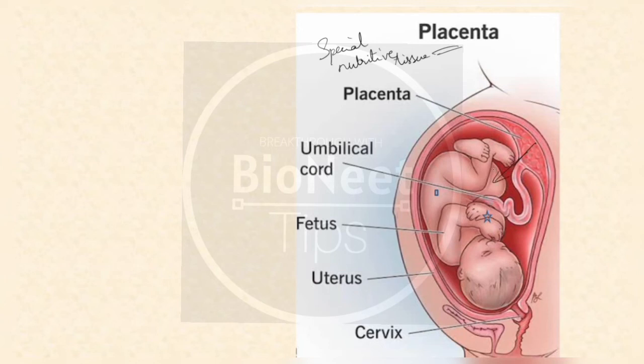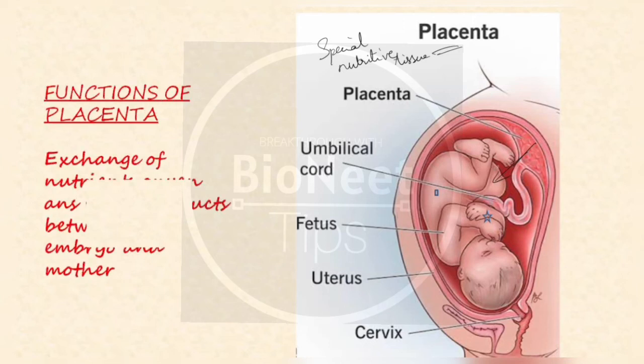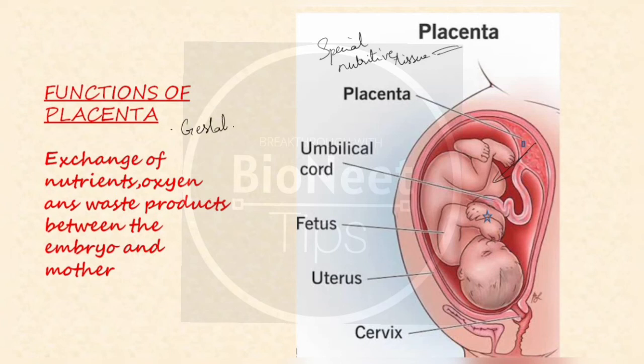Other than that, the waste that is produced by the fetus is also exchanged from the fetus to the mother's body through the placenta. So this occurs only during the gestation period. Gestation period means the period of pregnancy, which lasts about 9 to 10 months.